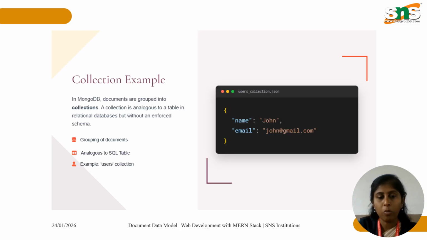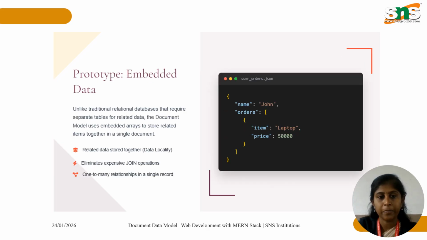Here we see how multiple documents are organized inside collections. A collection groups documents that represent similar entities such as users or products. Although the documents belong to the same collection, each document may have different fields depending on the available information. For example, one user may include a phone number while another user may not. This flexibility distinguishes MongoDB collections from relational database tables.